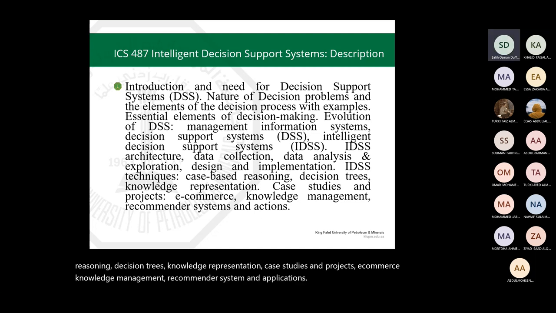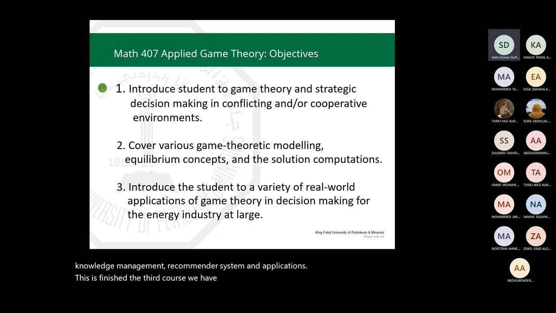This finishes the third course. We have one course to go, and that is Math 407, Applied Game Theory. As you all know, game theory also helps in decision making.